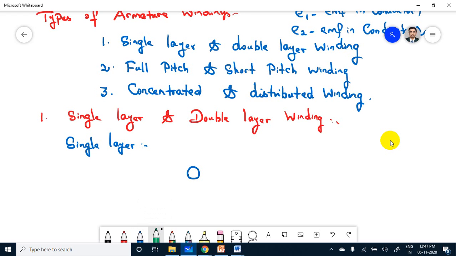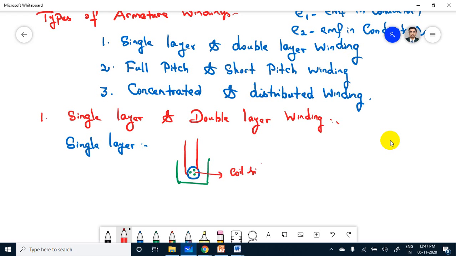This is a conductor, which is placed in a slot. Then I will compare it with the slot. This conductor is having only one coil side. Inside there are multiple wires, but it should be one coil side. This is known as coil side.